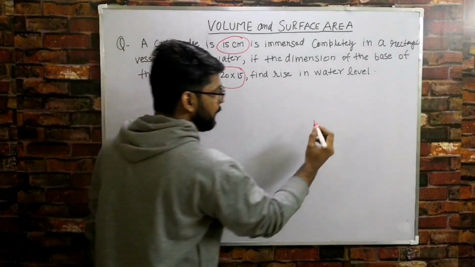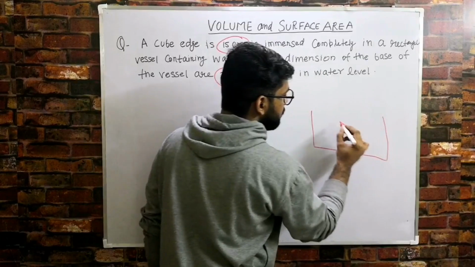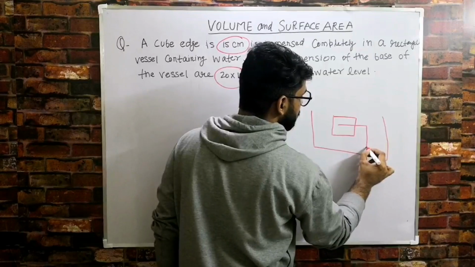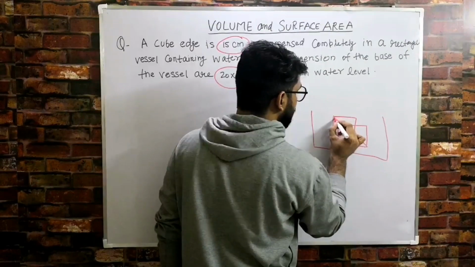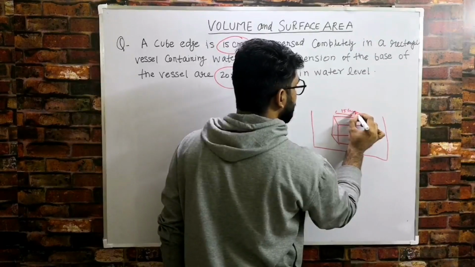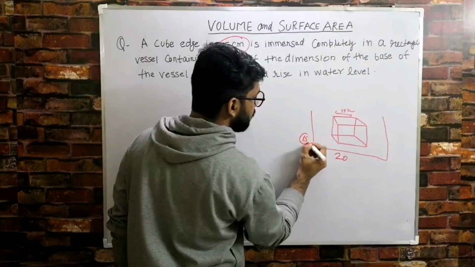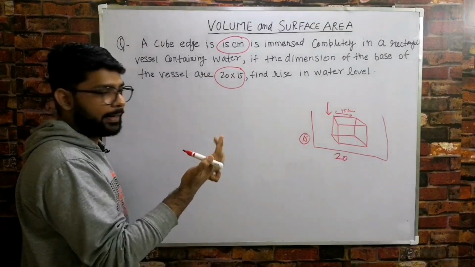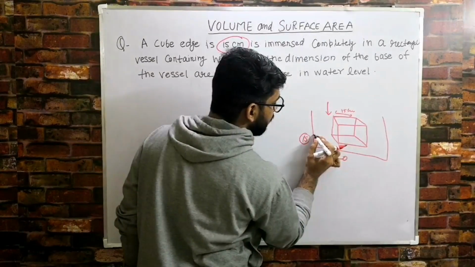Let's see here, consider it, this is a rectangular vessel in which this cube is immersed. We will make the cube here, this cube is immersed. This is a cube having the dimension 15 centimeter. ये इसका 15 centimeter dimension है. And the dimension of the vessel, this is 20 and this is the 15. अब हमें निकालना है कि when this cube is immersed in the vessel, the water का level कितना rise हुआ है.